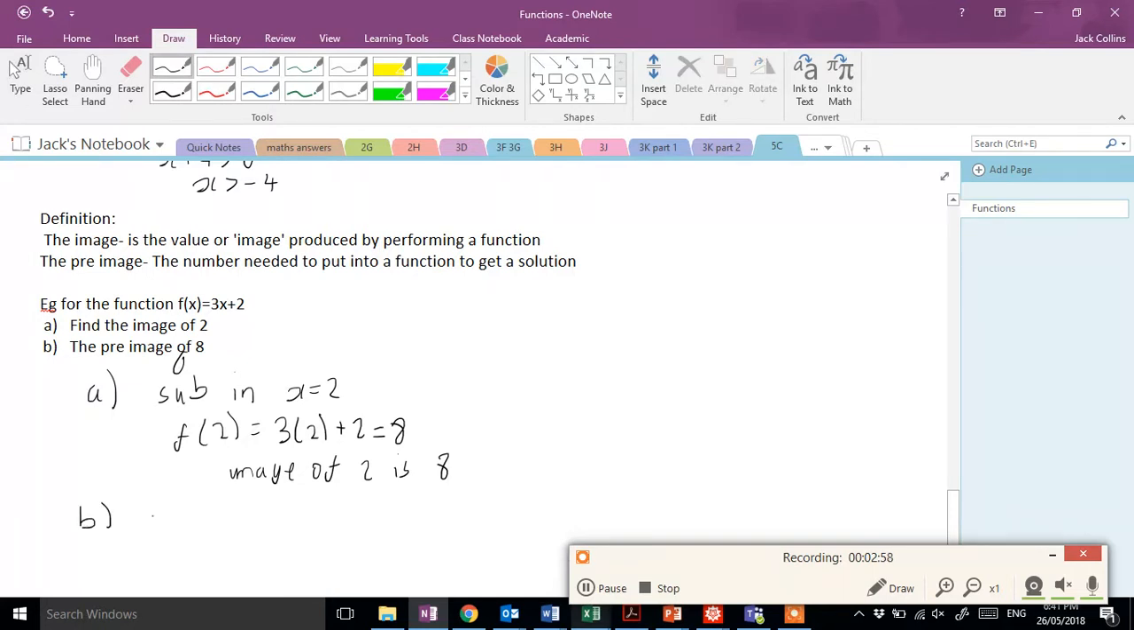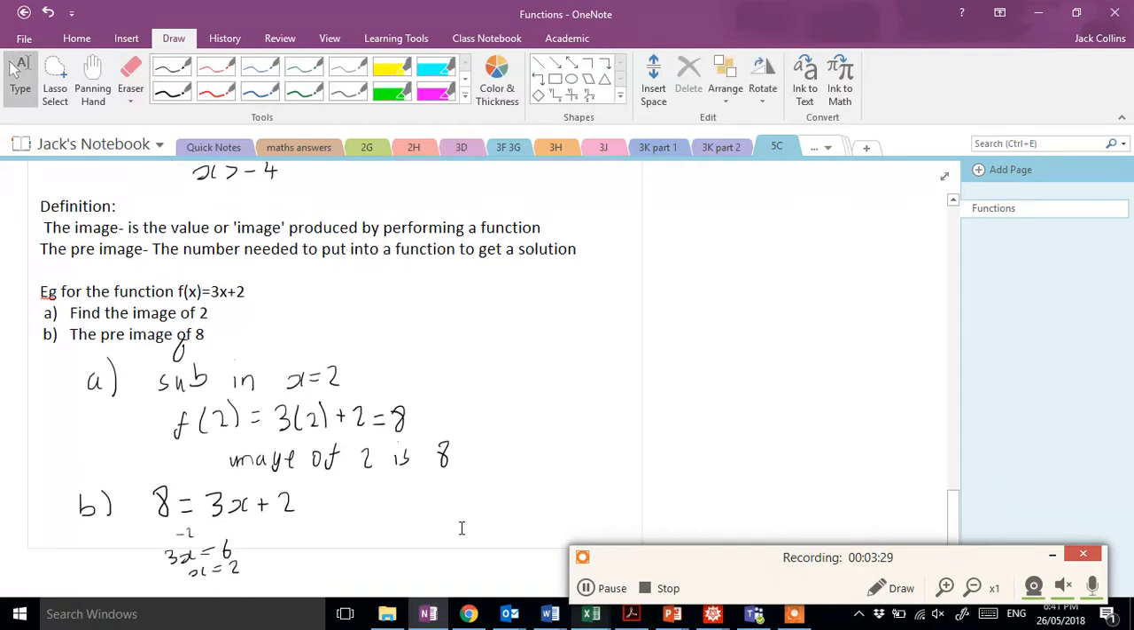Find the pre-image of 8. So that means what x value do you need to put in to produce a value of 8? So in this case, f of x is equal to 8, and you just find what the x value would be when the whole function is equal to 8. So 8 is equal to 3x plus 2. Take 2 away. So 3x is equal to 6, and then x would be equal to 2. So you can see, which makes sense, as the image of 2 is 8, so the pre-image of 8 is 2.